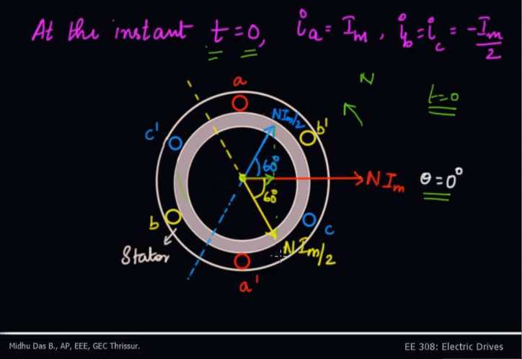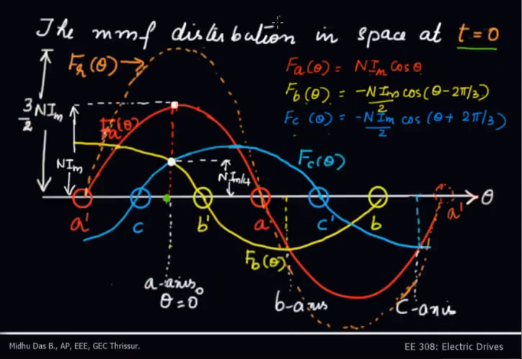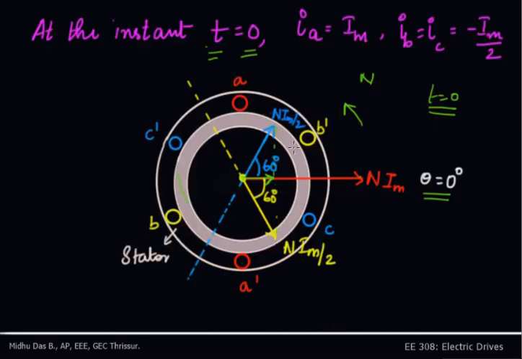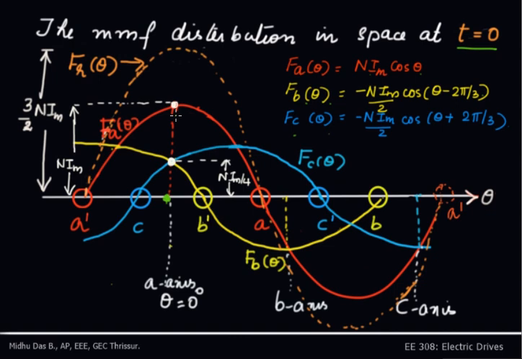That is, we are opening up the three phase windings and laying them out. That is what we have done here. Linearly we are placing this three phase arrangement and we are observing the distribution of the MMF in space. So A dash, C and B dash, between this we have the theta equal to 0 axis. You can see that here also. Between B dash and C we have theta equal to 0 position. Isn't it?